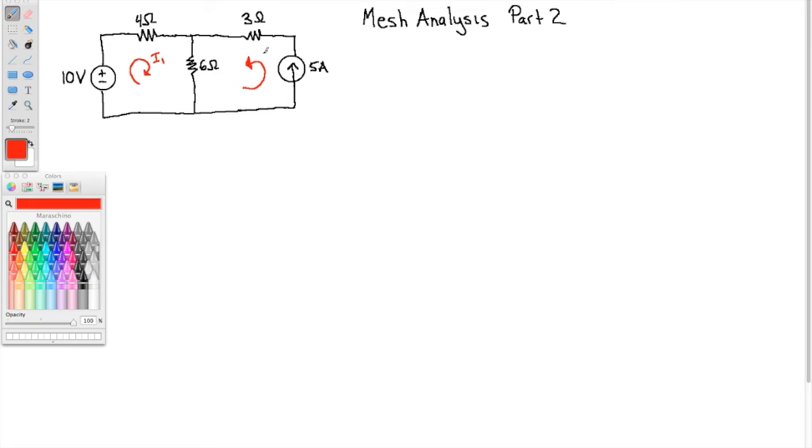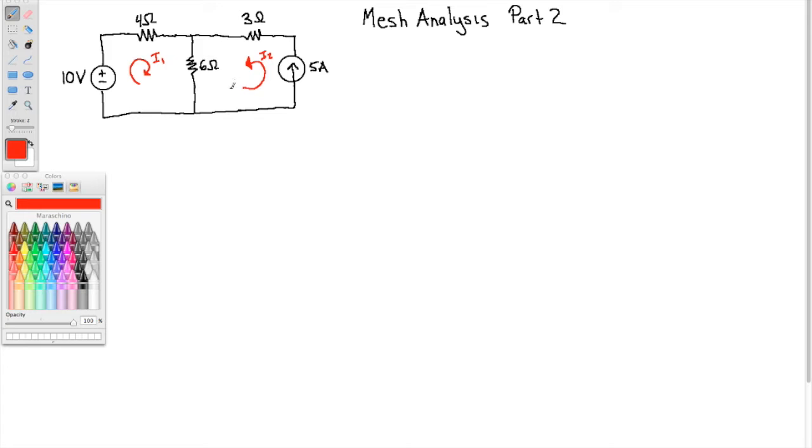Hopefully by this point in the series you understand that the directions don't matter. You get the same conclusion regardless of which directions you pick; you just get a minus sign. But just to make the calculations a little bit simpler, I'm going to pick the direction that goes with the 5 amp source. So I'm going to call I2 this hypothetical mesh current that goes counterclockwise in this mesh, so it aligns with the 5 amps over here.